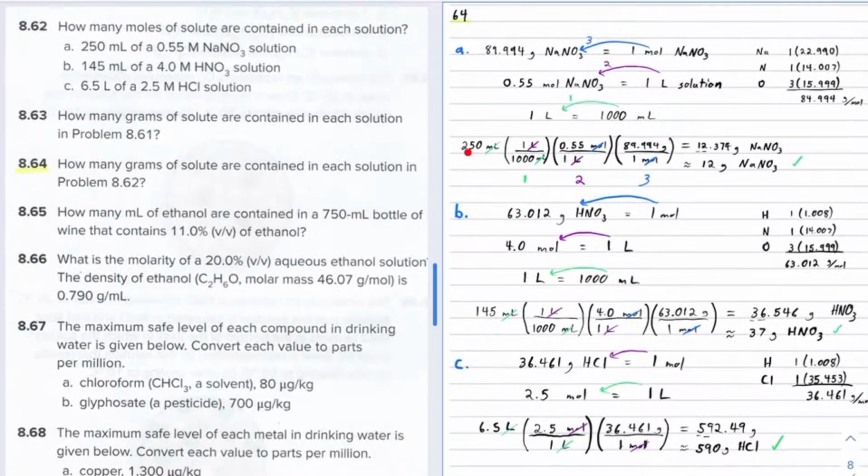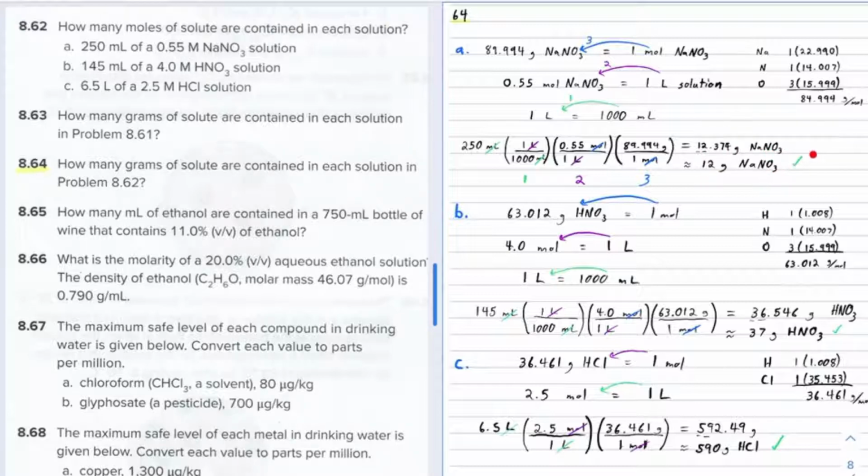We start with milliliters of solution, and using the milliliters to liters conversion first, and then we go from liters to moles using the molarity, and then finally moles to grams using the molar mass. So these 3 relations are used to build the 3 conversion factors. We start with 250 milliliters, get from milliliters to liters, liters to moles, moles to grams, all the units cancel, you're left with grams, and the calculation gives you 12.374 grams sodium nitrate, which rounds to 12 grams sodium nitrate.